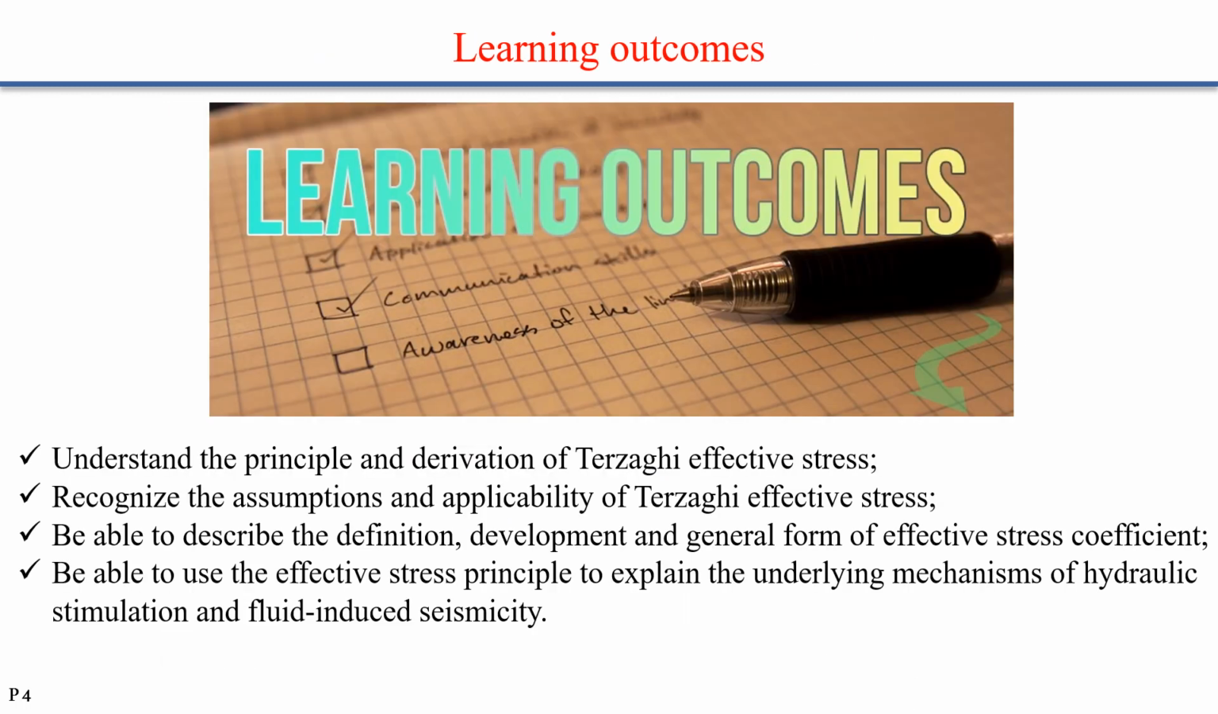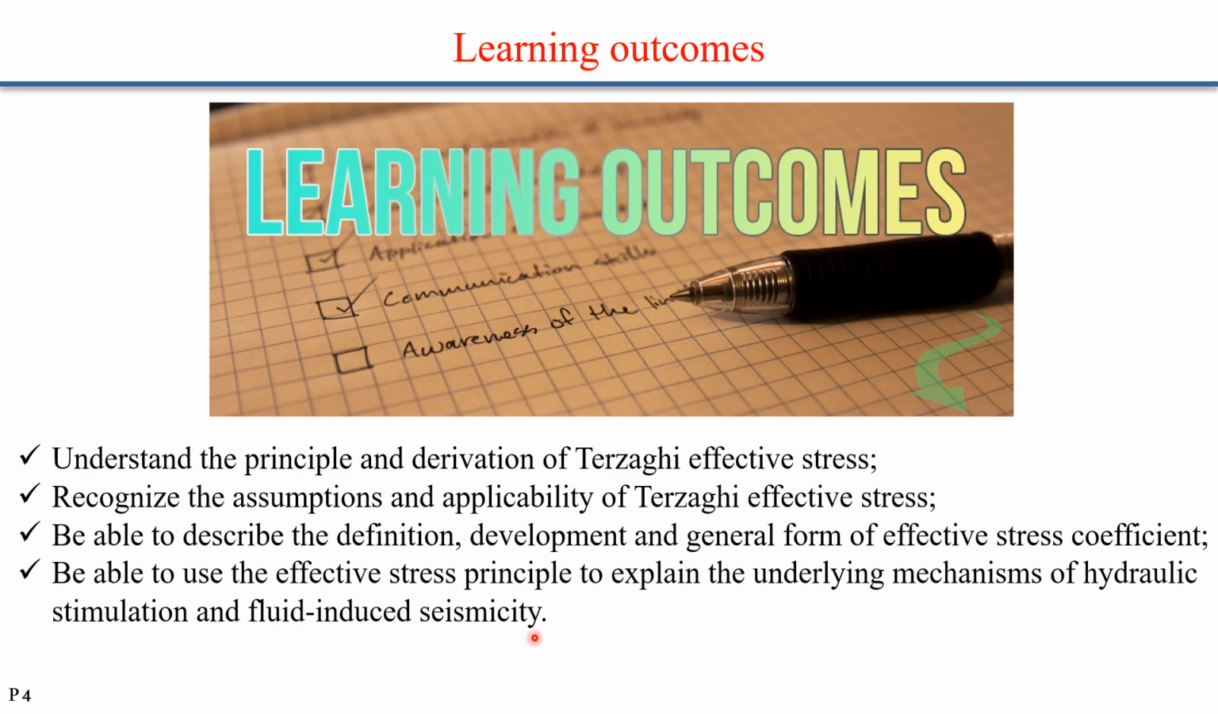Here I list the learning outcomes of this lecture. You're going to bear this in mind when we're going through the content, and you are expected to acquire these outcomes after the lecture. First, you are expected to understand the principle and derivation of Terzaghi effective stress while recognizing the assumptions and the applicability of Terzaghi effective stress. Then you should be able to describe the definition, development, and the general form of the effective stress coefficient. You are expected to be able to use the effective stress principle to explain the underlying mechanisms of hydraulic stimulation and fluid-induced seismicity.